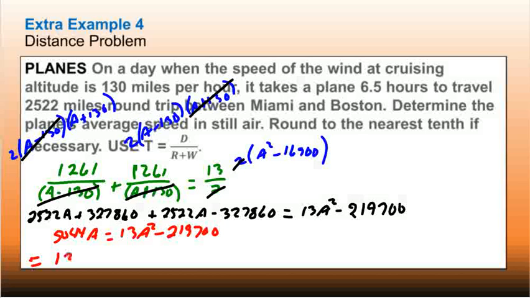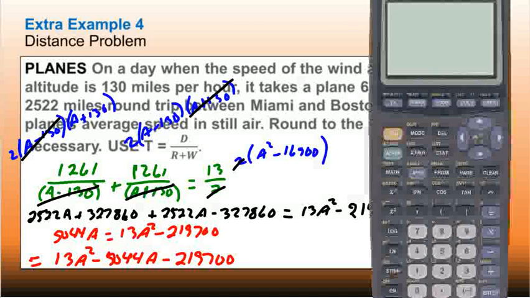So I have 13a squared minus 5,044a minus 219,700. Then I'm going to use the quadratic formula to solve this one. So I'll grab my calculator.